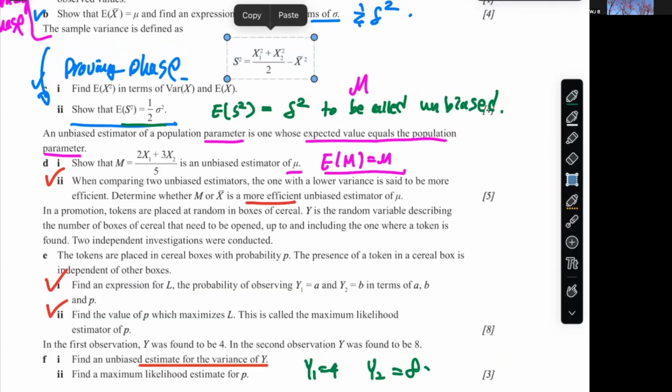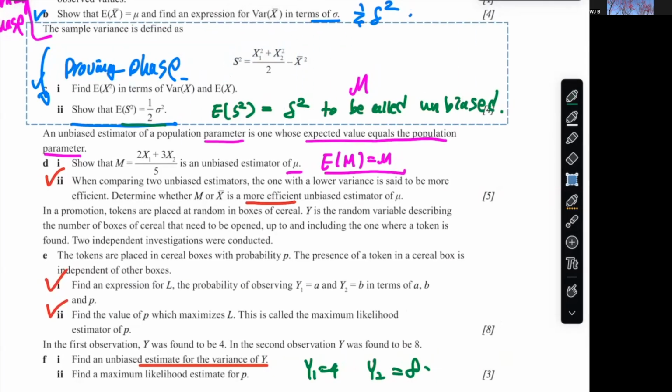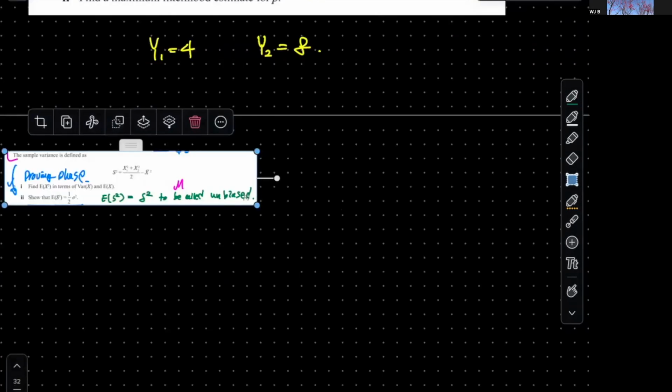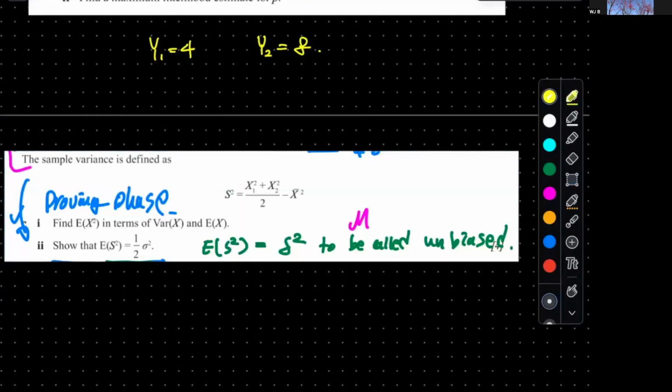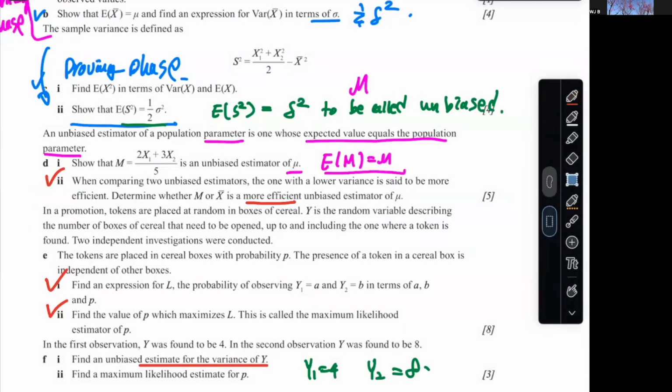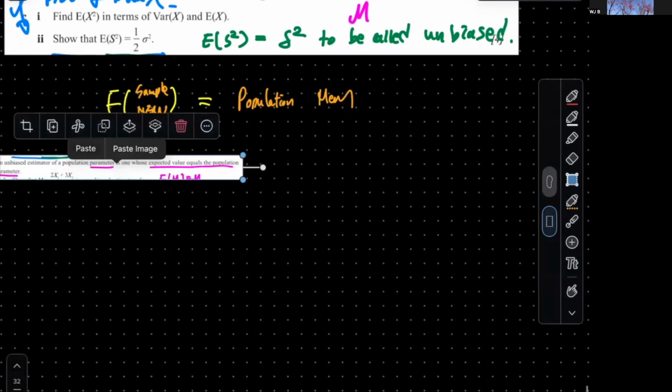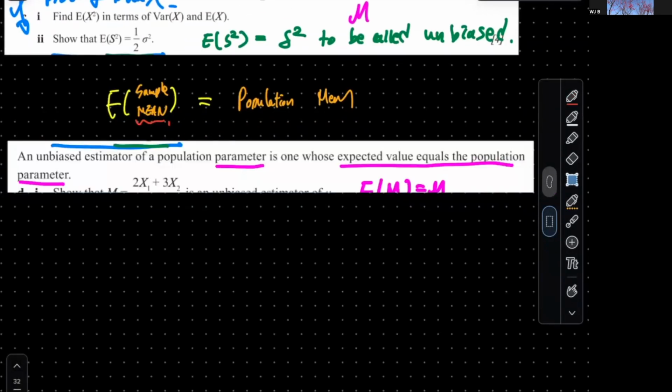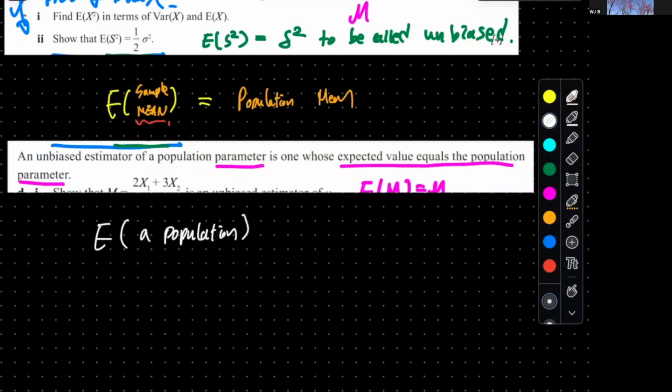So I want to use this because they have given me the definition. If you want to call it an unbiased parameter, you put something in and it would give you, for example, if I give you the sample mean, you need to get the population mean. Then this is an unbiased estimator for the mean, is what the question has given us. That's the definition. So if I want an unbiased estimator for the variance, I want the expected value of that population estimator to give me sigma square.